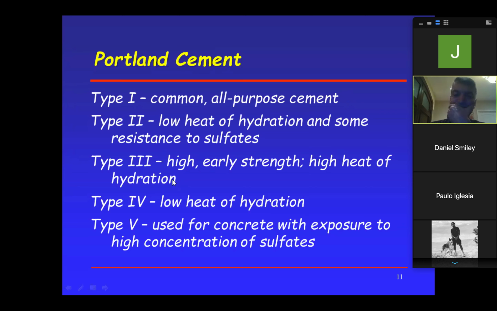See that? This is high heat of hydration. You don't want to use this in dams. But look at this. Yes, it's high heat of hydration, but high early strength. That means if you pour a manhole in the middle of the street and you want to open the street, this is the one you're going to use, because you want the concrete to cure quick and then open the street up. Number 4, low heat of hydration.